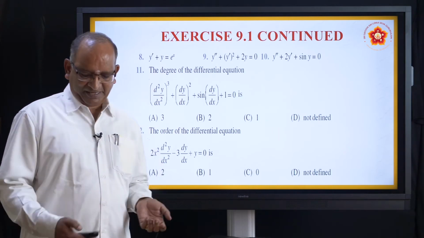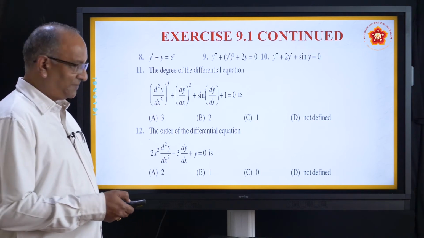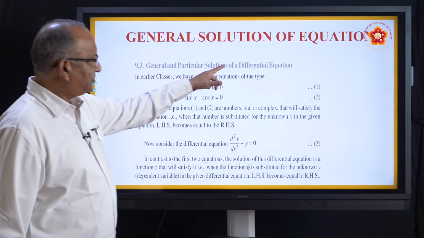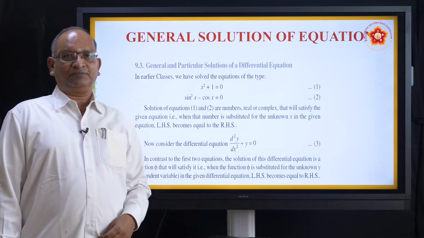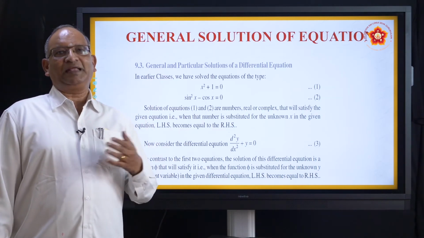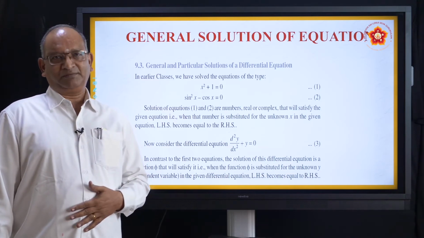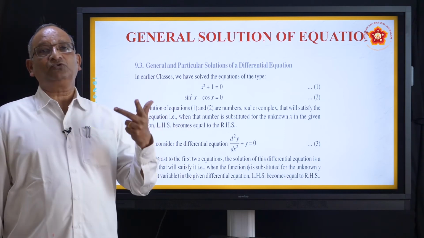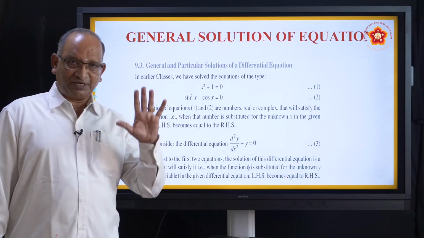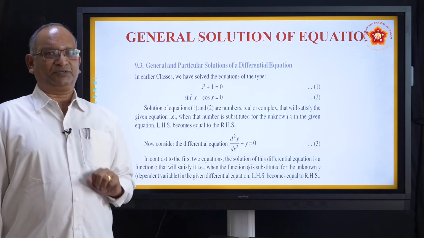Okay, let us move from here to the next subtopic: general solution of an equation. What do you mean by general solution? We know that when we solve an equation, we get the answer for the variable, which we call the solution. Here we come across two types of solutions. One is called the general solution, another is called the particular solution.